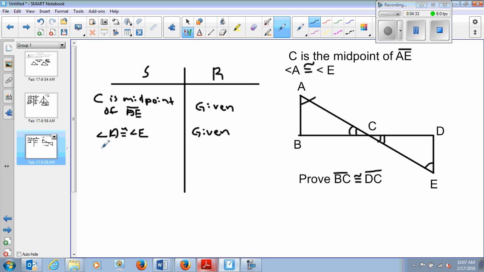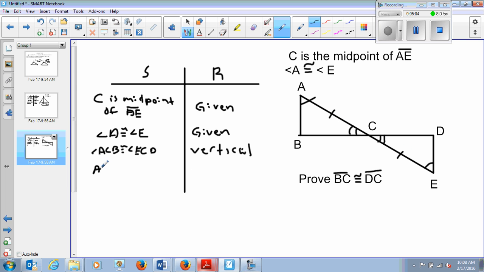And I can't say angle C. I'm going to say angle ACB is congruent to angle ECD because they are vertical angles. So they're vertical, they're congruent. And then there's something else I need in this picture. Well, the last thing that I can do, I haven't said it yet, but because C is the midpoint of AE, that means AC and EC are going to be the same.